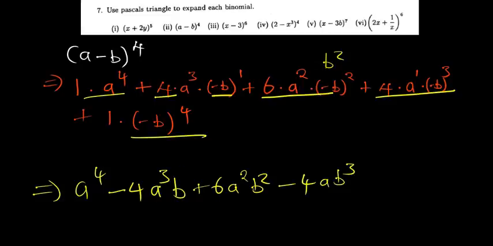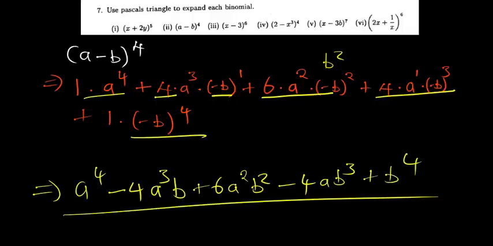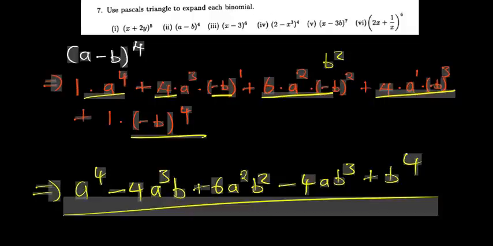This is negative b raised to the power 4. That's an even power, it becomes a positive b to the power 4, and that is our final answer. So ideally, you've seen the main concept here is just understanding how to come up with a triangle. Whenever you understand the triangle, things become very easy and very familiar.